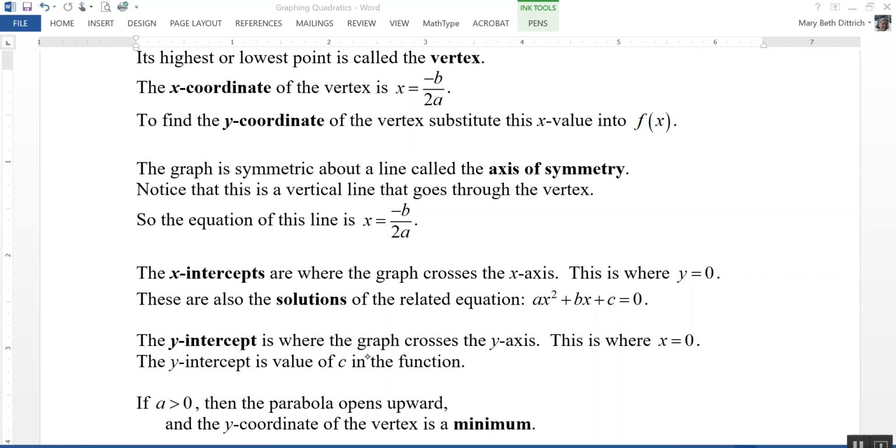The y-intercept is where the graph crosses the y-axis. Recall that this is where x equals 0. The y-intercept of the function is the value of c in the function.